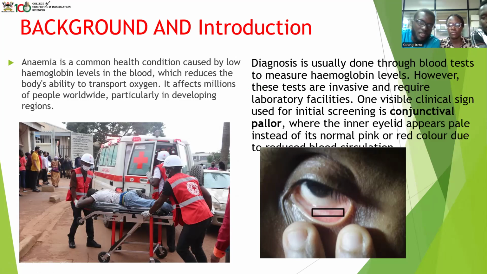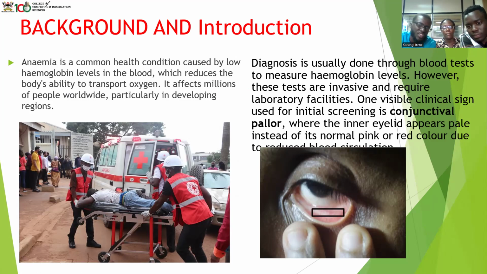So a brief background and introduction to our project. First of all, since we're dealing with anemia, I want to first analyze anemia. Anemia is a common health condition caused by low hemoglobin levels in blood, which reduces the body's ability to transport oxygen. So anemia detection is something done by most doctors in most hospitals, and so it's usually the first step that they undergo in many cases.